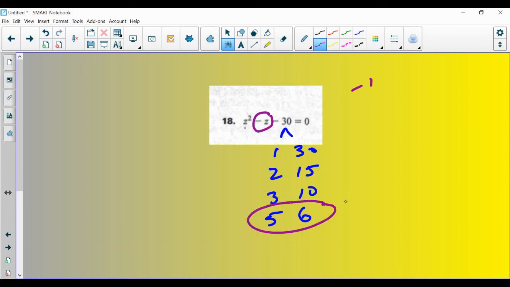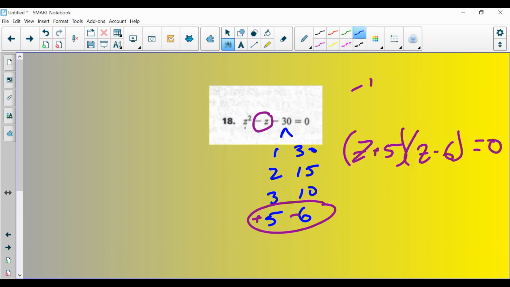Only 5 and 6. 1 and 30 can only get you to 29 and 31 in the negatives of those. 2 and 15 can only get you to 13 and 17 in the negatives of those. 3 and 10 can only get you to 7 or 13 in the negatives of those. And 5 and 6 could get you to 1 or 11 in the negatives of those. If it was -6 and +5, it would add to -1. So you'd have z plus 5 and z minus 6 equals 0.